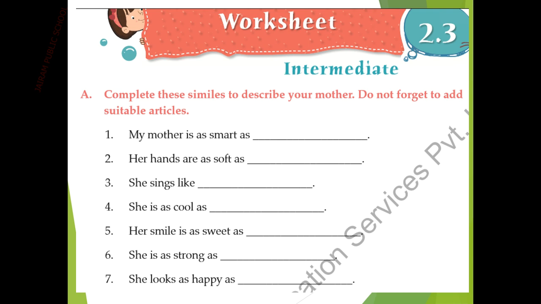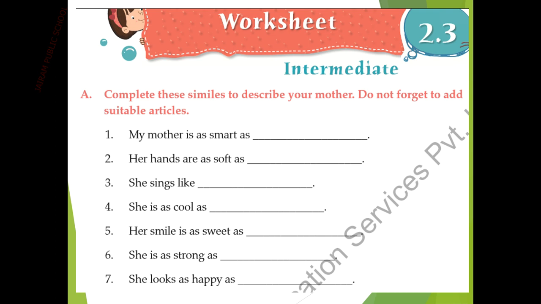My mother is as smart as dash. Can you describe the word smart? For example, a wig, which means very intelligent. She has a talent to handle us in a good way in our life. So the answer is a wig. My mother is as smart as a wig.